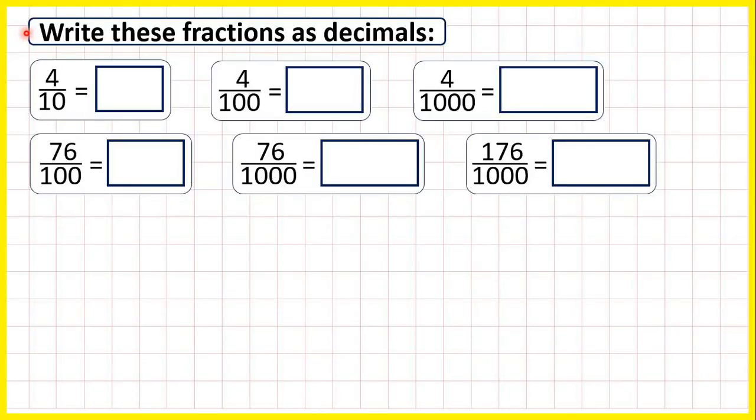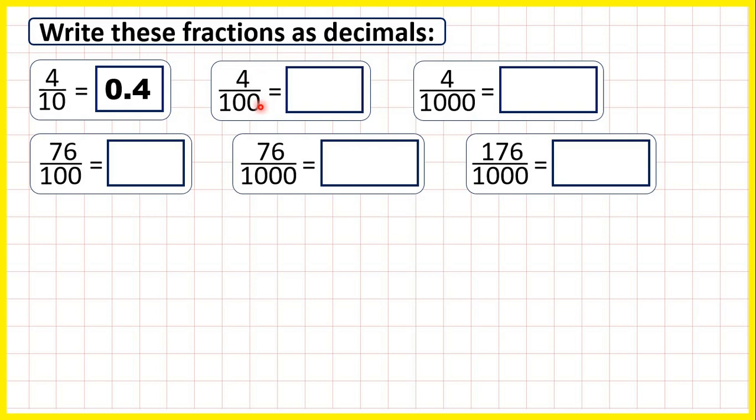We need to write these fractions as decimals. So first we have 4/10. That's 0.4 because the first digit after the decimal point is the tenths place value column and we have 4/10. We need 0 in our ones column because we don't have any whole numbers.